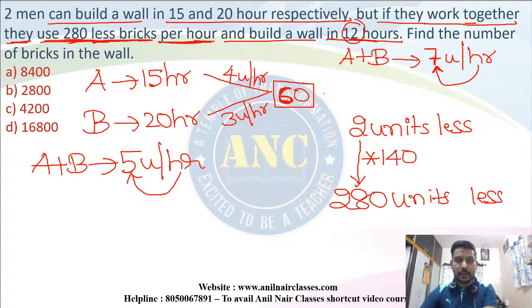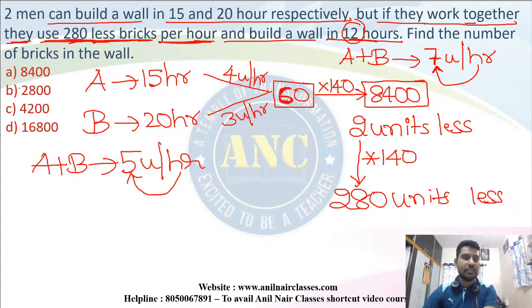According to my assumption, the number of bricks is 60. 60 also multiplied by 140. 14 into 6 is 84, followed by 2 zeros. The answer is, totally there are 8400 bricks which were present to build the wall. Beautiful way of solving the question.